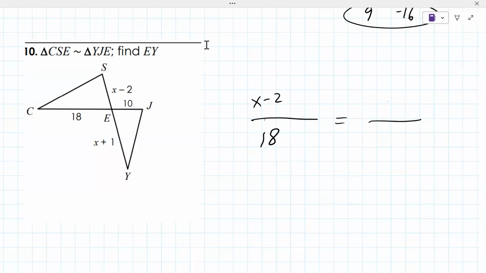Top or bottom? X at bottom. Where's 10? Nope. It's S to E. See how x minus 2 is S to E? So it's got to be J to E. Then x minus 2 is on the bottom. X plus 1. So C to E is the first and the third letter, so it's got to go with Y to E, the first and the third letter.